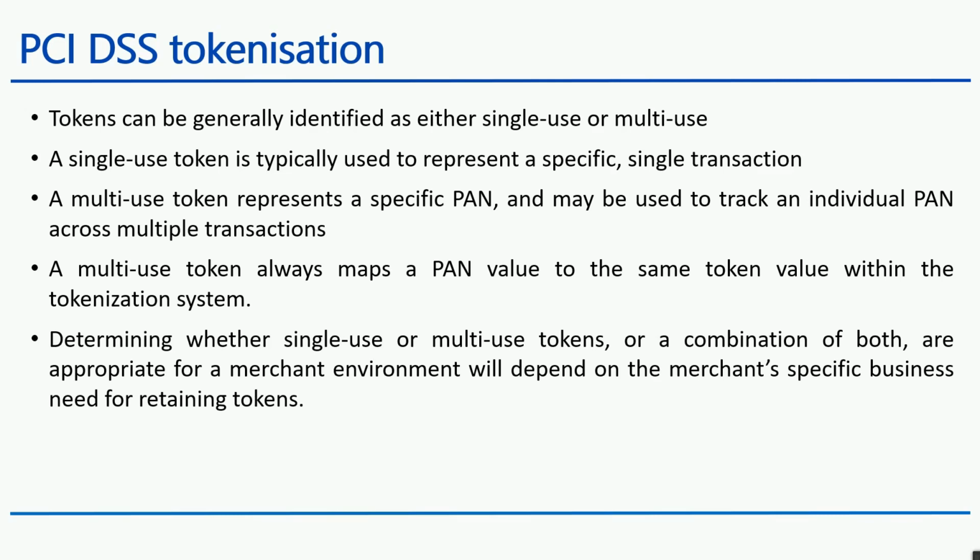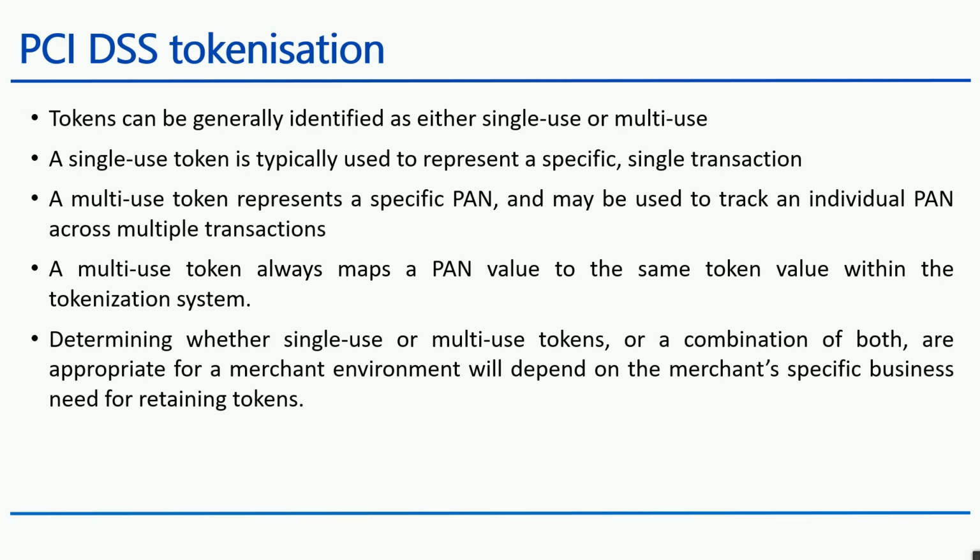A multi-use token always maps a PAN value to the same token value within the tokenization system, which means that if you are using, say, a Visa token in a MasterCard tokenization system, it will not work, right? Each and every device and each and every PAN, and by PAN I mean the card number, will have a separate token, or there could be multiple tokens for the same card depending on which device you are using. We have already discussed these things in the past.